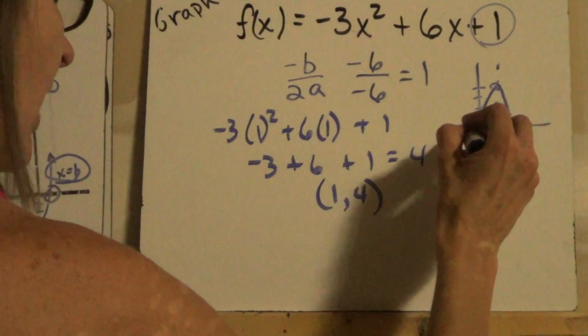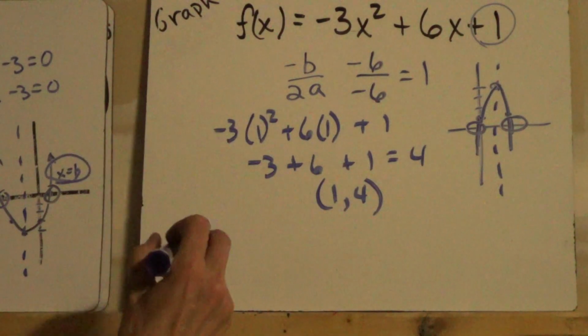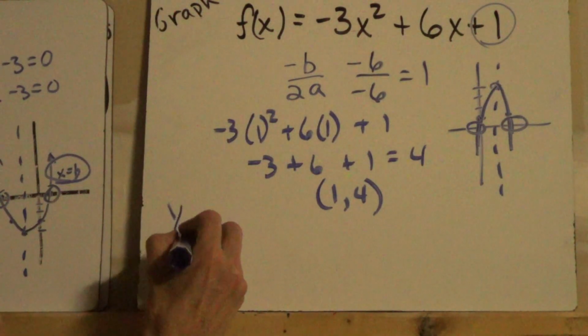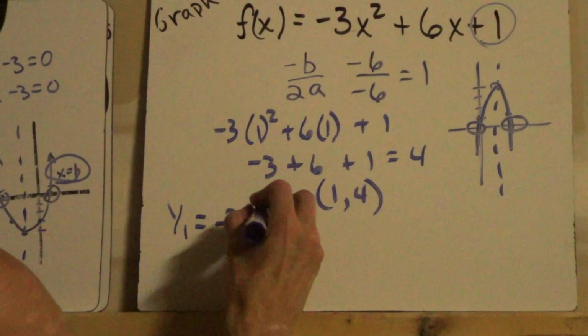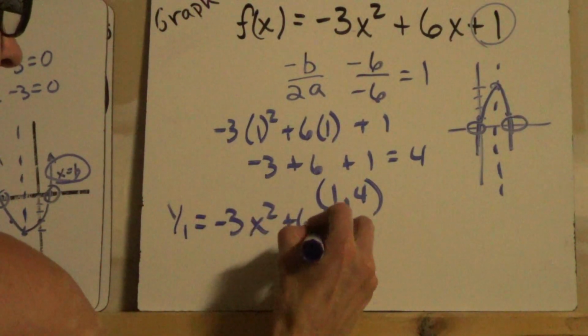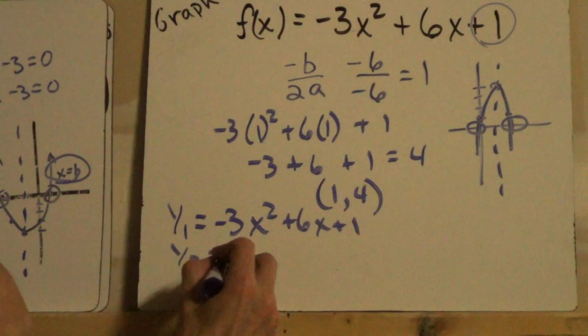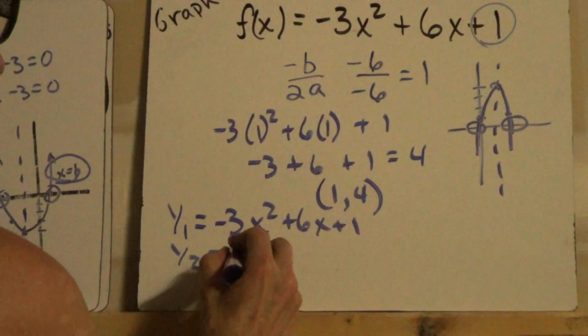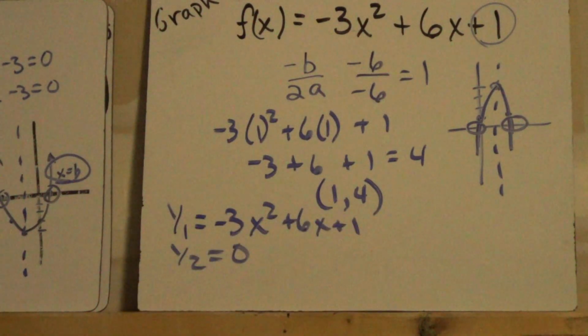And I'll be honest, I would put that into a graphing calculator and run my trace buttons over it. And I would graph it as y1, and just go ahead and put this in, negative 3x squared plus 6x plus 1, graph that one. And on y2, I would graph 0. And then take my trace button and find where they intersect. Okay?